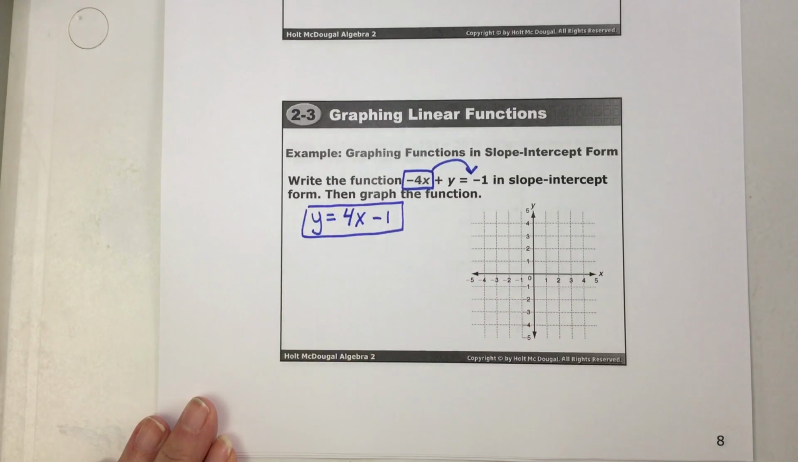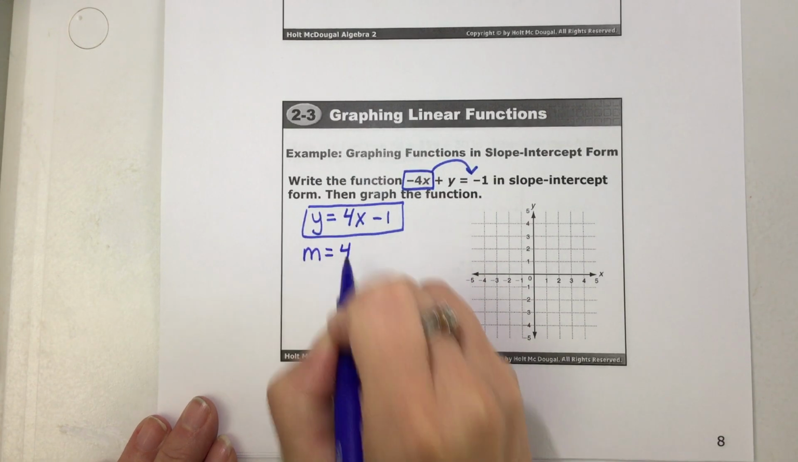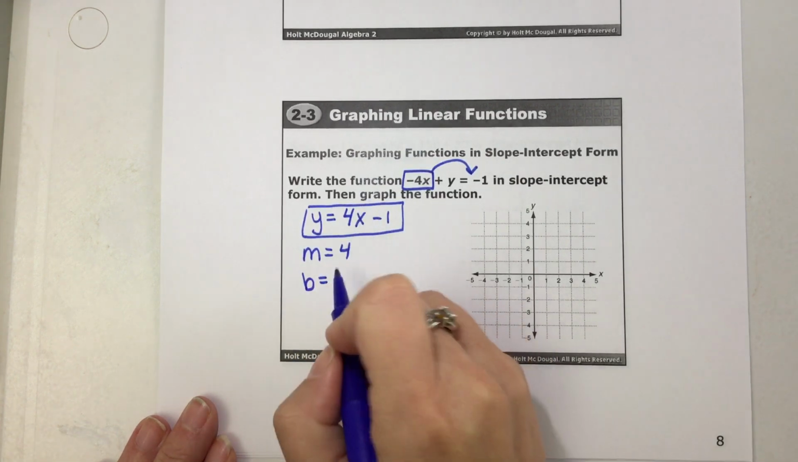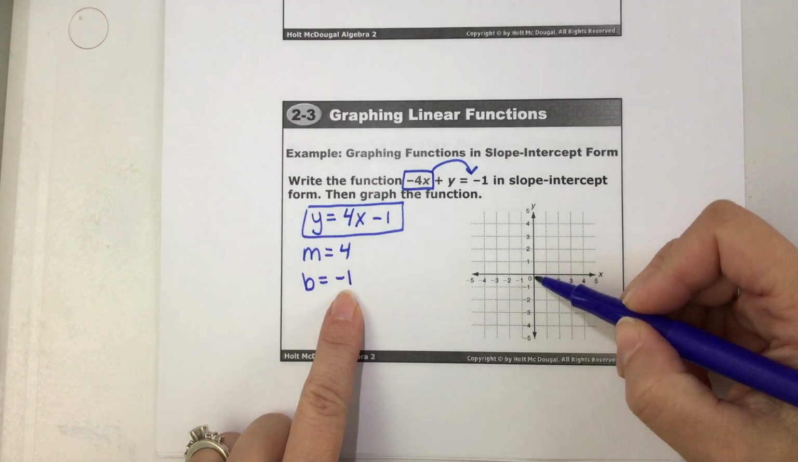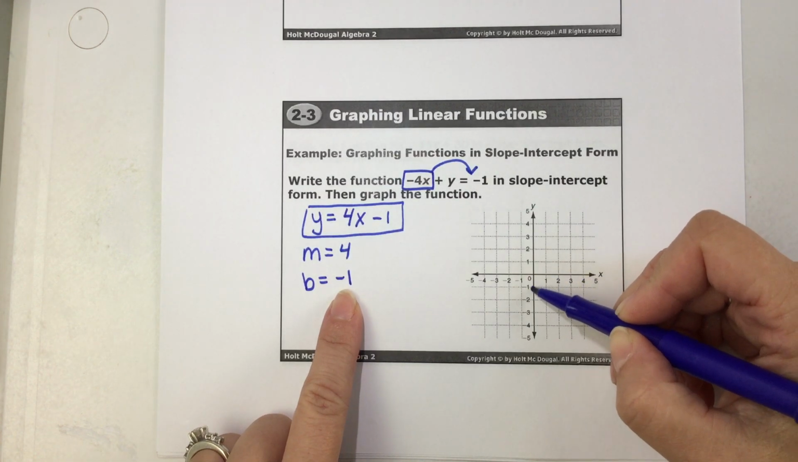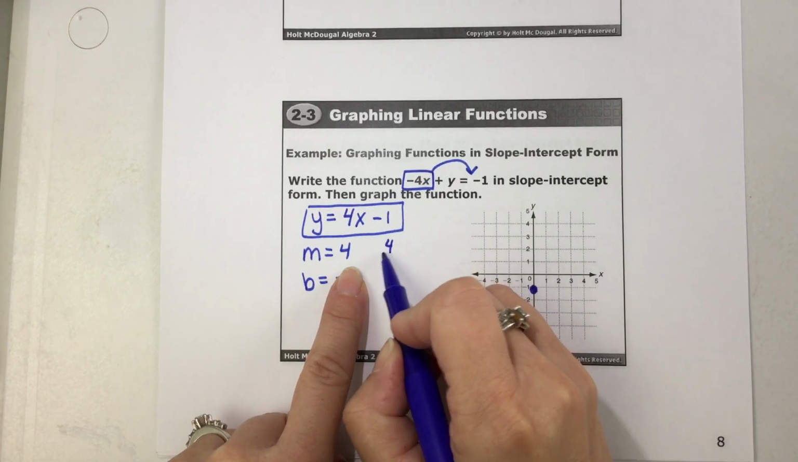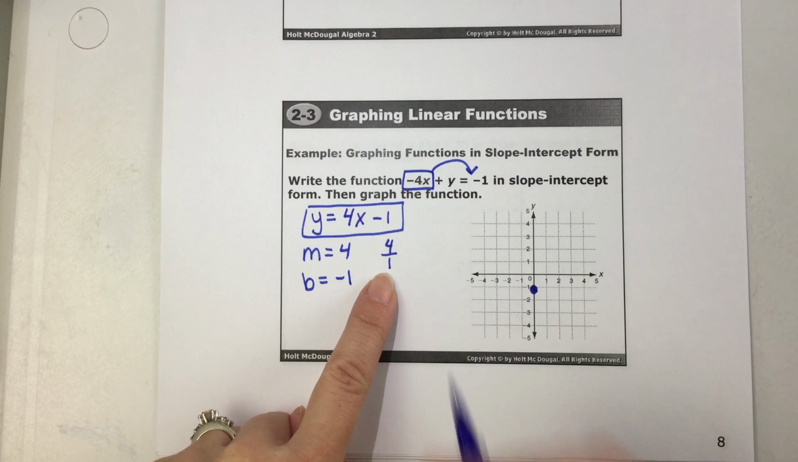So this is y equals mx plus b. M, the value in front of x, is a 4. B, the value after x, is a negative 1. Now think of this as a starting point. From the origin, it's minus 1, so I go down 1. That is your y-intercept. Now remember at the beginning of 2.3, we said if you have an m that is a whole number, like we have here, 4, you can turn it into a fraction by just putting a 1 under it.